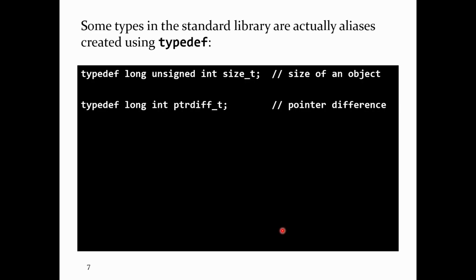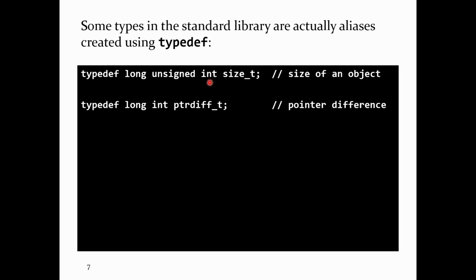Some of these types that we've been using, size_t, which you've seen a few times, is the type that's used to represent the size of any object in C. It's actually a typedef. It's not its own type. size_t is actually long unsigned int on my computer anyway.